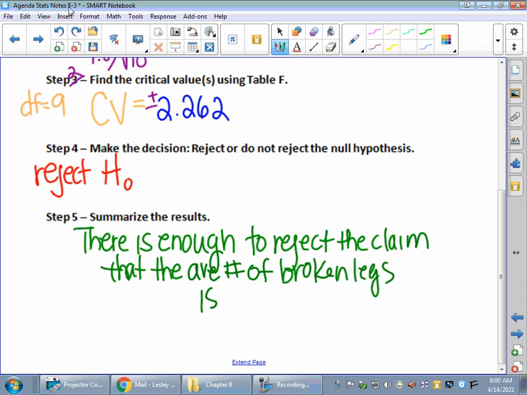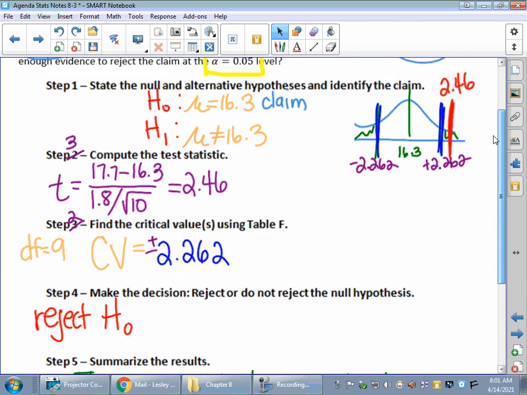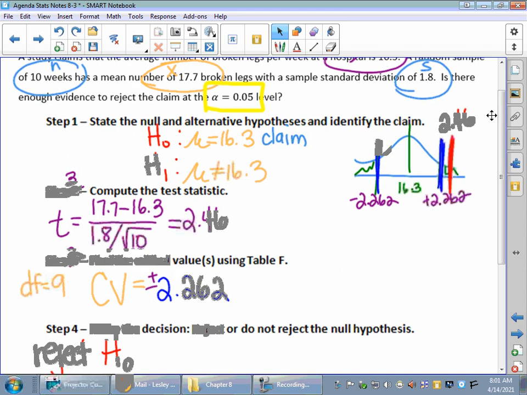Everybody asks if we have to do this part. Yes, because that's important, right? You're summing up everything that you just found. You are telling me there's enough evidence to reject that claim based on your statistical calculations. So there is a hypothesis test using our critical value as a t. We had to use t because we didn't know sigma, and our sample size was also quite small. So that's why we had to do that. But the number one reason is sigma.